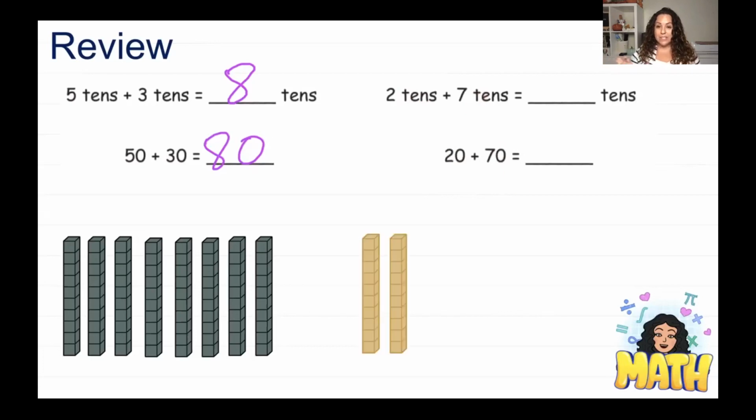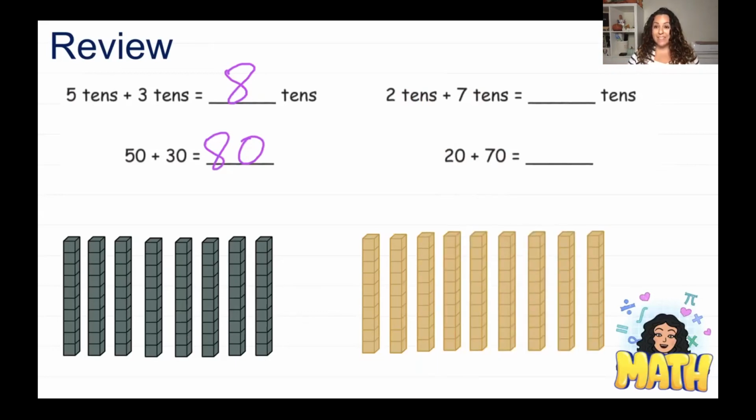So let's go ahead and see what that looks like. I start off with 2 tens, and I'm going to add 7 more. So there we go. There's my 7 tens. Let's go ahead and see how many units of 10 we have. So I'm going to count my 10 sticks. Ready? 1, 2, 3, 4, 5, 6, 7, 8, 9. I have 9 units of 10. And then I have 20 plus 70. So if 2 tens plus 7 tens equals 9 tens, then 20 plus 70 equals 90.